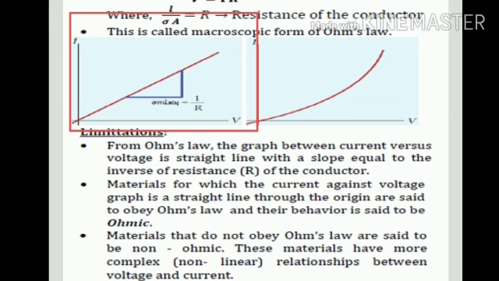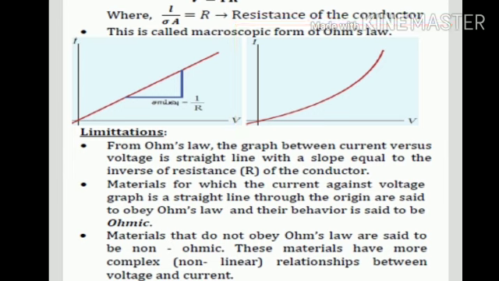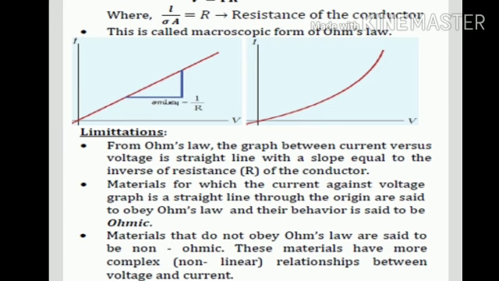Materials for which the current against the voltage graph is a straight line through the origin are said to obey Ohm's law, and their behavior is said to be ohmic. Materials that do not obey Ohm's law are said to be non-ohmic. These materials have a more complex structure, which results in a non-linear relationship between voltage and current.